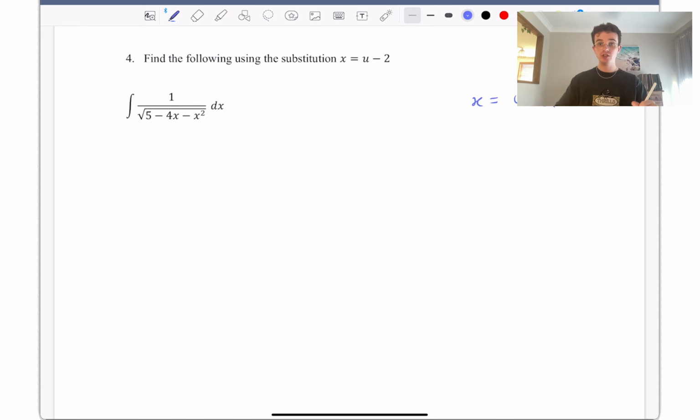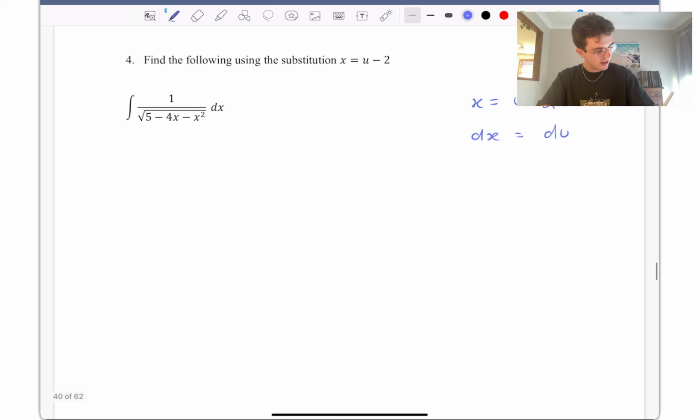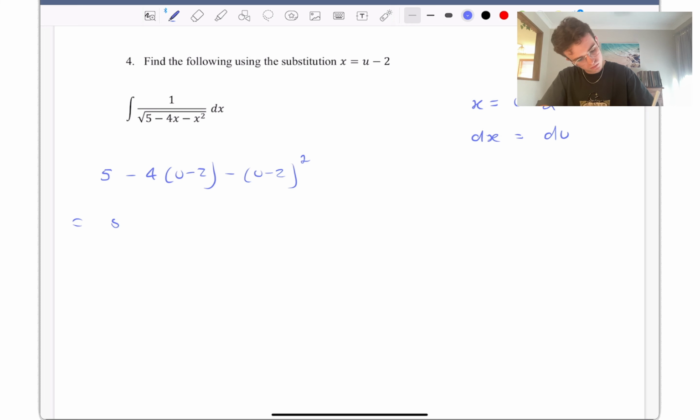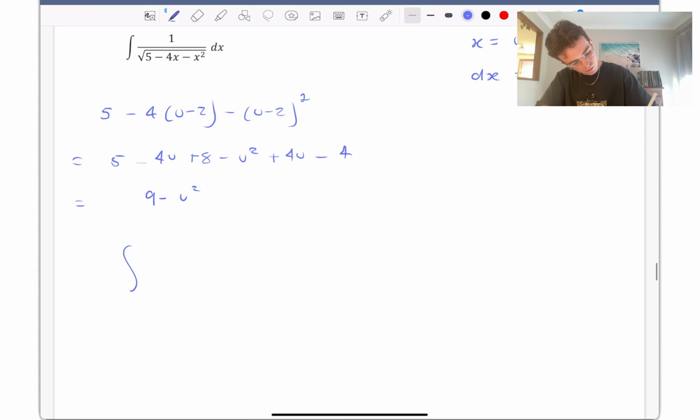And we might look at that denominator at the moment. Let's just look at substituting in u into that denominator without the square root. 5 minus 4(u minus 2) minus (u minus 2) squared is 5 minus 4u plus 8 minus u squared plus 4u minus 4, which is 9 minus u squared. So we can say this is the integral of 1 over the square root of 9 minus u squared, and we replace our dx with du from up here.